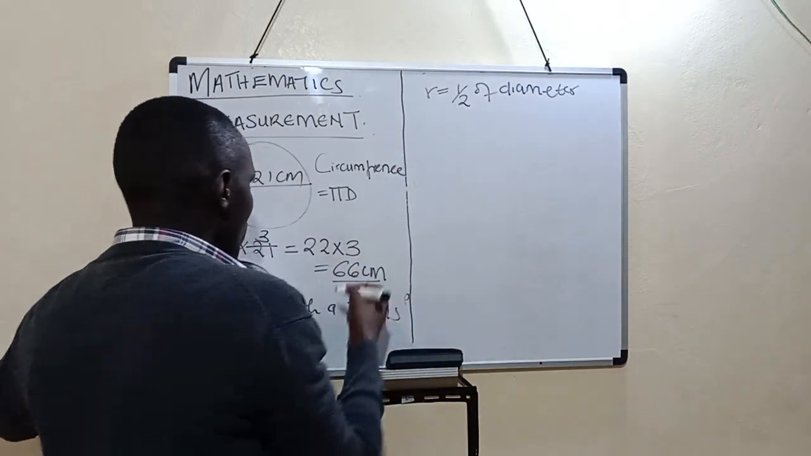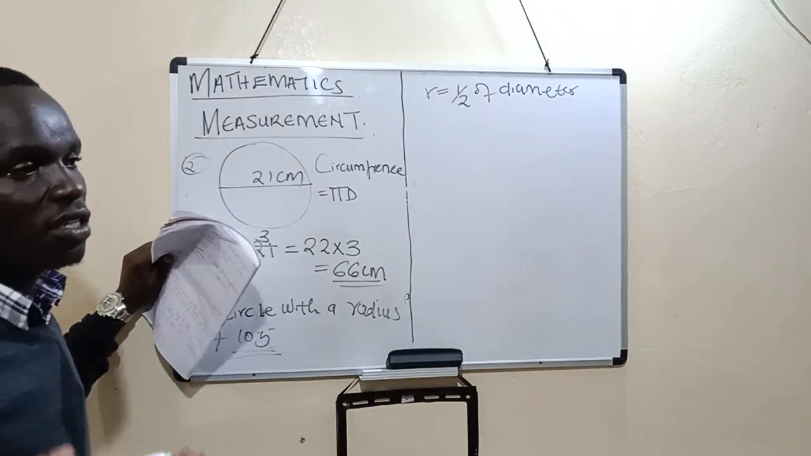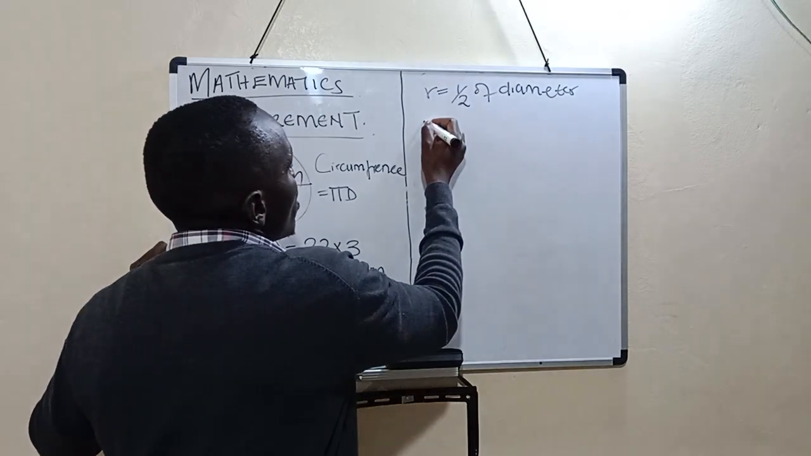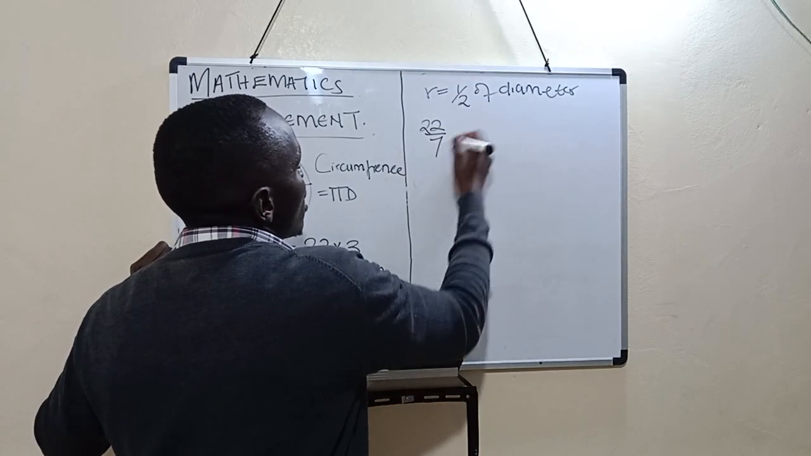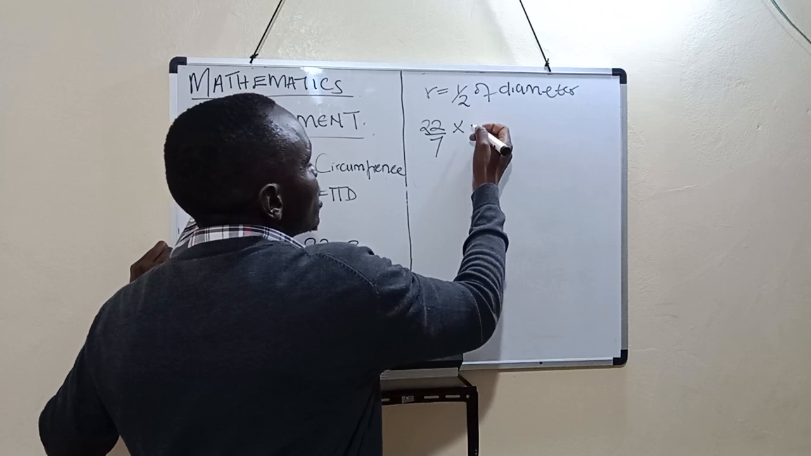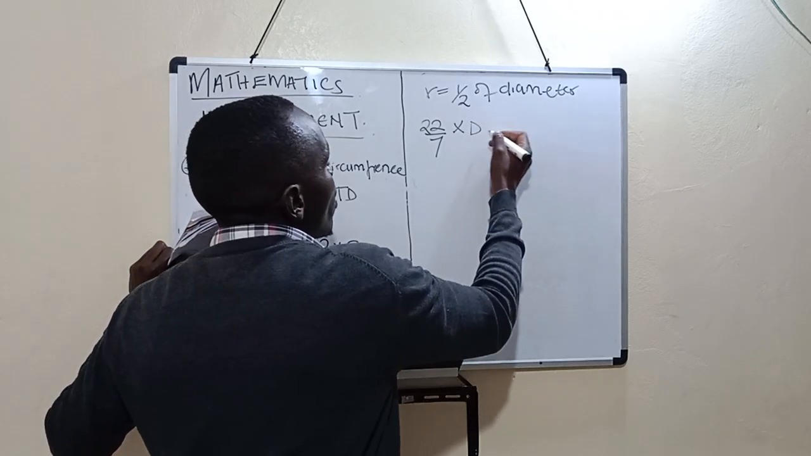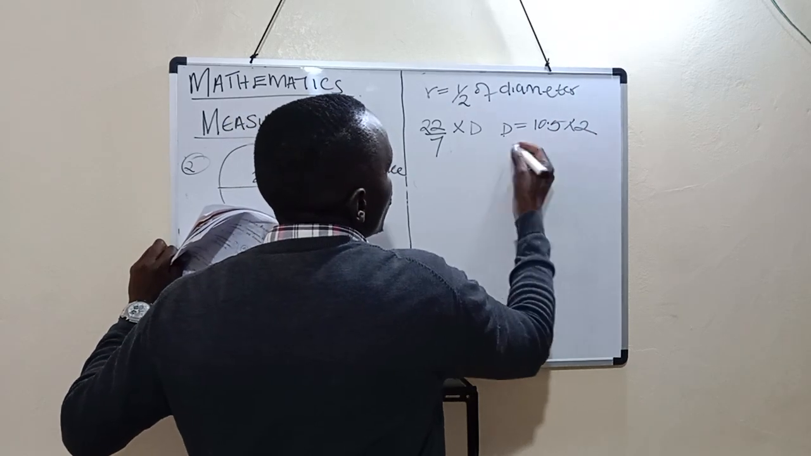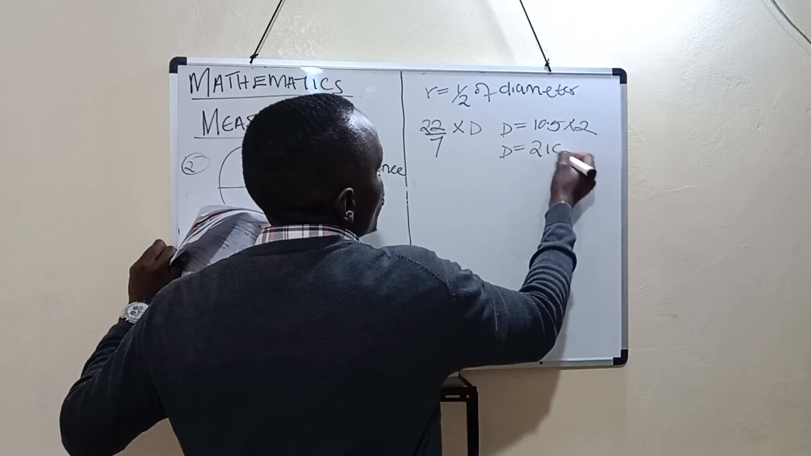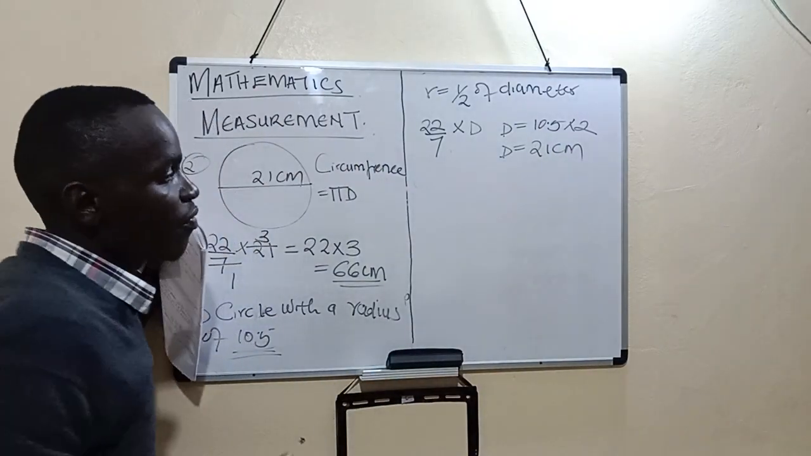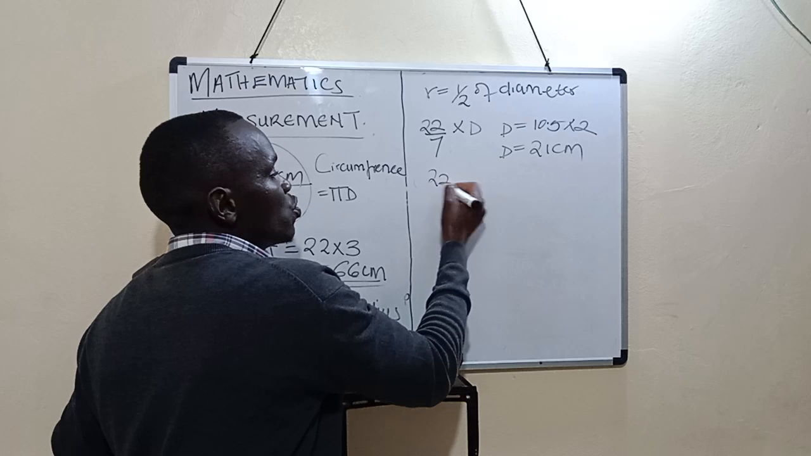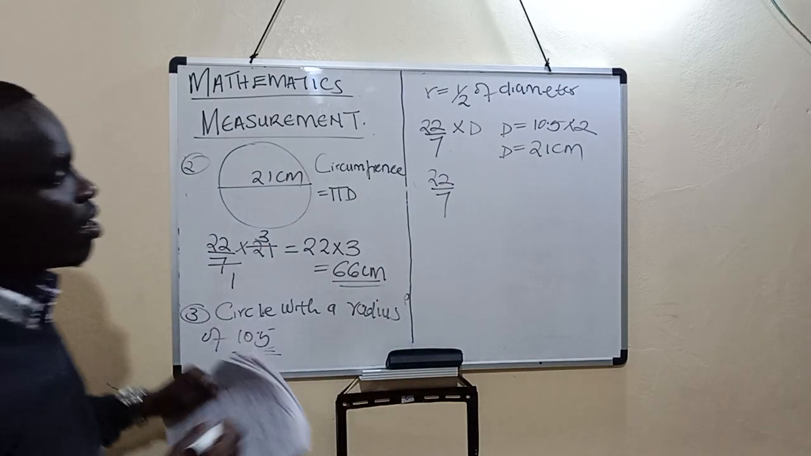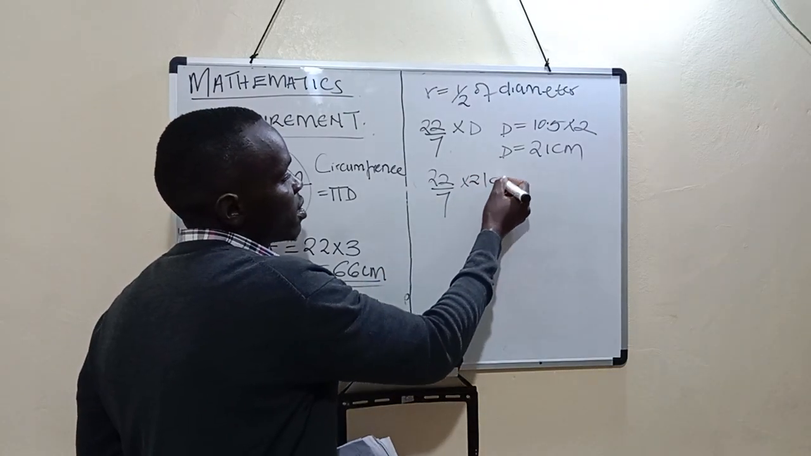Which means if you have the radius and you want to get the diameter, you multiply by 2. So circumference will be given by 22 over 7 times the diameter, where d is 10.5 multiplied by 2, so our new d is 21 centimeters. Then from there, we have 22 over 7 multiplied by 21 centimeters.